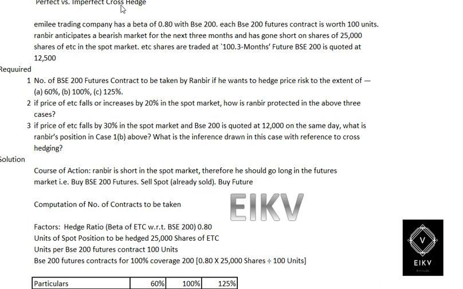In this illustration, it is between perfect versus imperfect cross hedge. Emily Trading Company has a beta factor of 0.8 with BSE 200. Each BSE 200 future contract is worth 100 units.